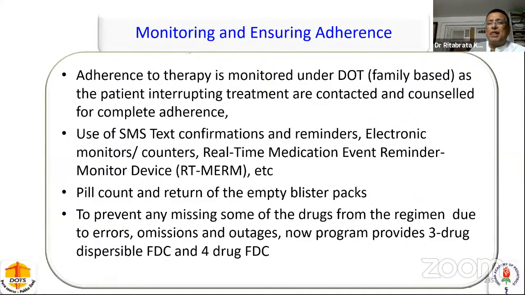So monitoring and ensuring adherence is very important. Nowadays we give directly observed therapy. Usually the mother or someone in the family is supposed to do this observation. The child is properly notified, and the parents receive SMS texts regarding confirmation and reminders. Whenever they go to collect fresh medicine, pill counts are checked, and many such things are done so as to ensure that the child properly adheres to the treatment.